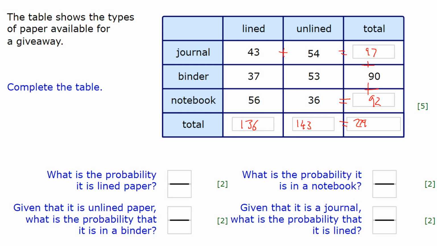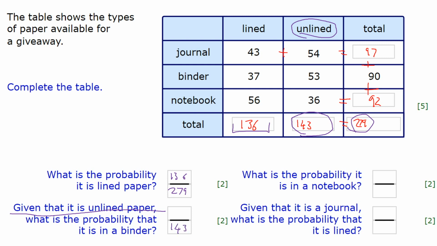So now, what is the probability that it's lined paper? The probability of lined paper is simply going to be the number of lined paper, which is 136, over the total, 279. Now, given that it's unlined paper, what's the probability that it's in the binder? For this one, we only have 143 to pick from, so it has to be over 143.